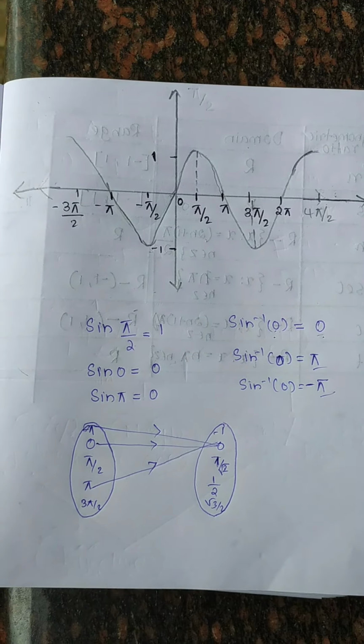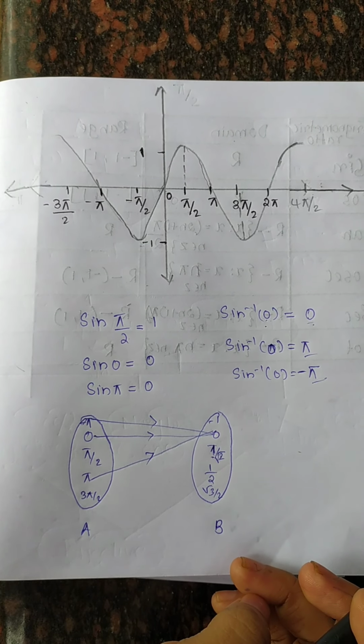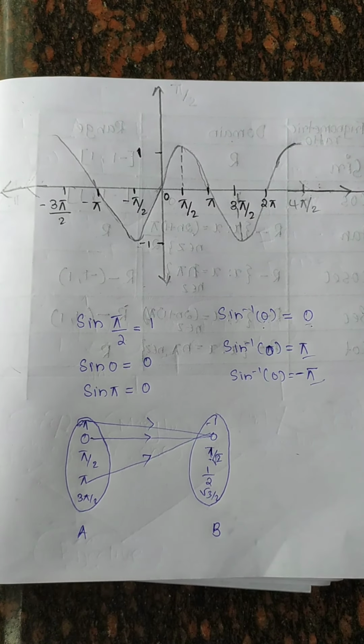The sine function is an onto function, but it is a many-to-one function. It is not a one-one function. Only the sine function is an onto function. So what should we do? In order to find the inverse of the sine function, we have to make the trigonometric ratio invertible.